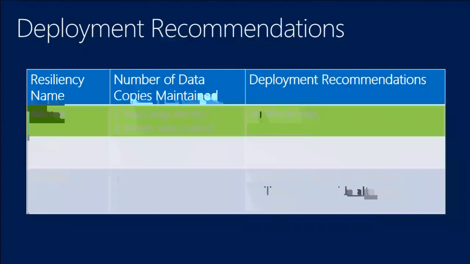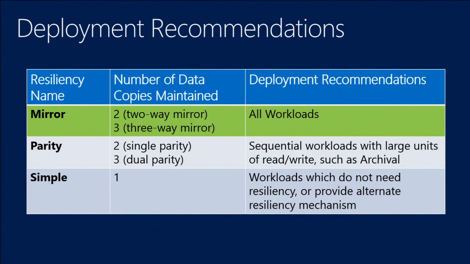Parity spaces are recommended for more sequential workloads with large units of reads and writes, such as archival workloads or even a VHD library that you'd use to copy your VHD file to your virtual machines and then provision from there. The other type of resiliency is simple resiliency, where we only maintain one copy of your data. So if a disk fails, this is not recommended. Simple space is only recommended for workloads that have an alternate form of resiliency, or workloads that don't need resiliency. If your workload, for instance, has a read cache, you can use a simple space. So these are the three types of resiliency options.